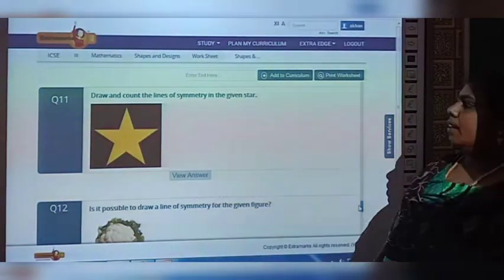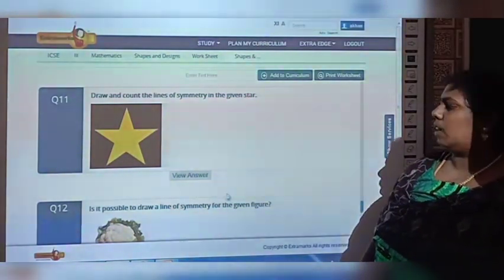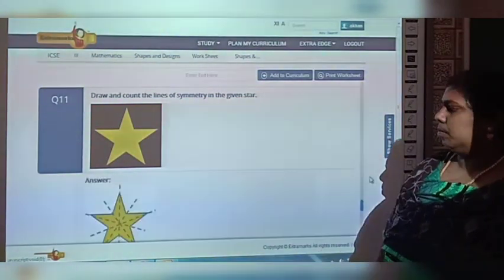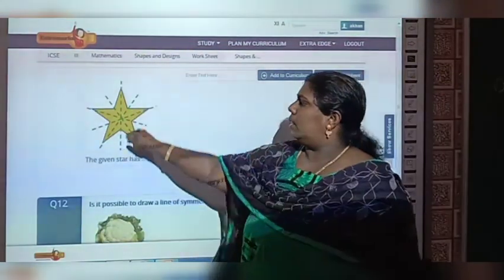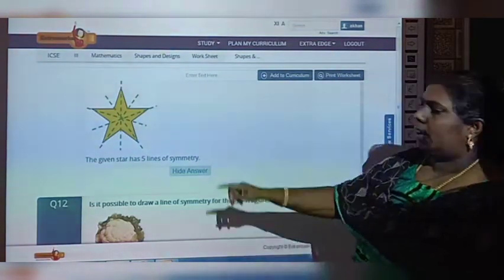Draw and count the lines of symmetry in the given star. That is your task. Okay, see how many lines of symmetry we can make. 1, then 2, 3, 4, 5. 5 lines of symmetry.